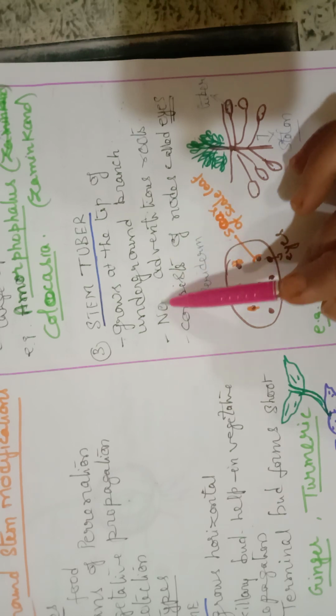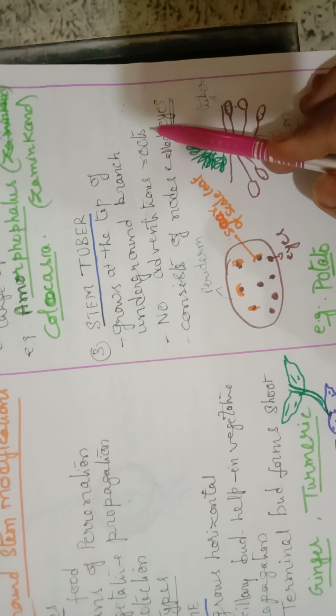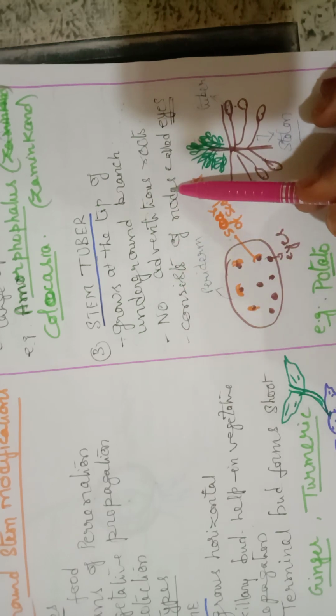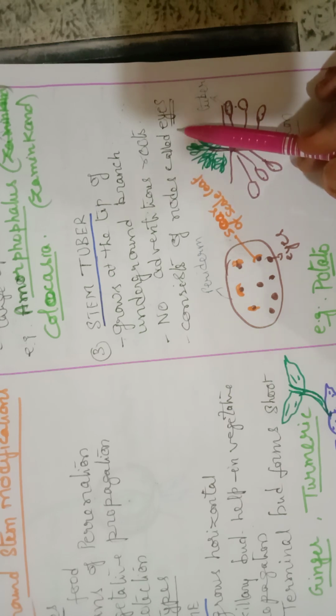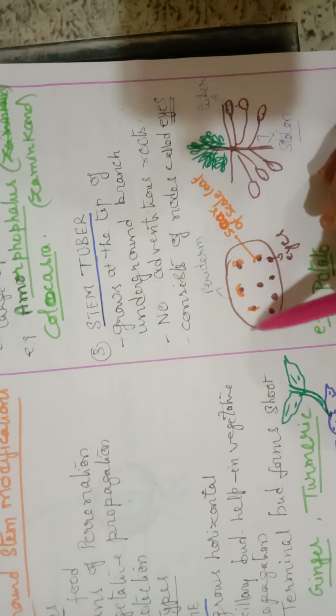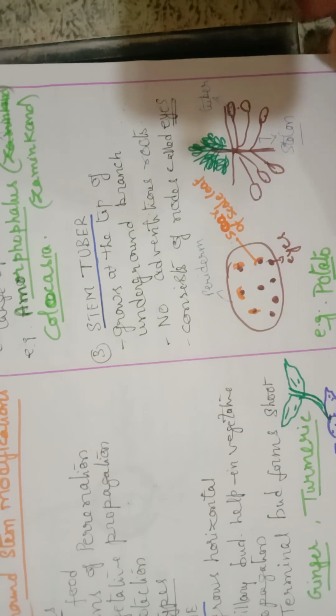And here another important feature is that no adventitious roots are present on the tuber. Tuber will not have any adventitious roots. It consists of nodes which are called eyes. So potato, that is Solanum tuberosum, is the most common example of stem tuber.